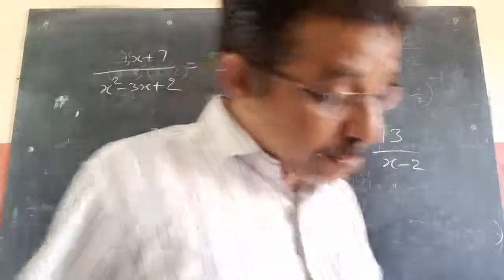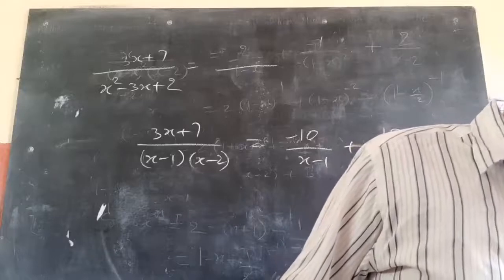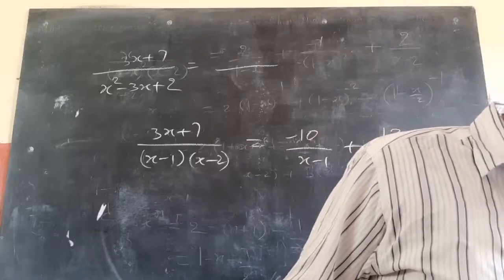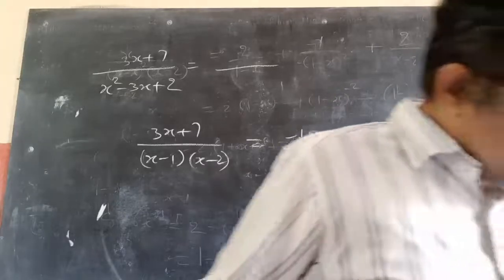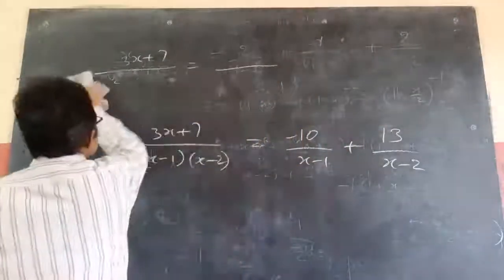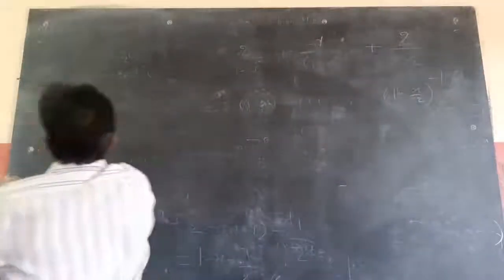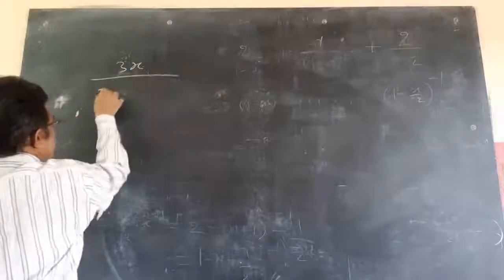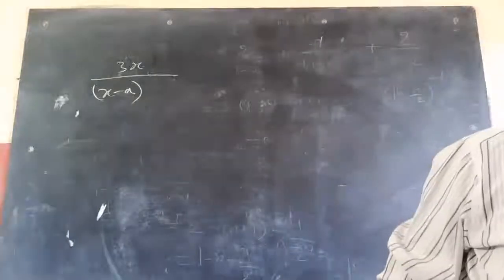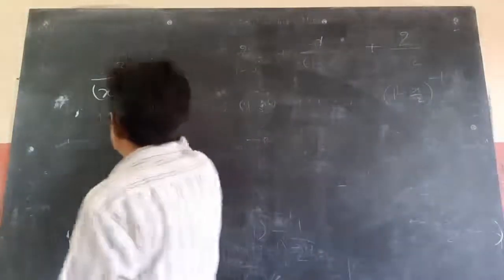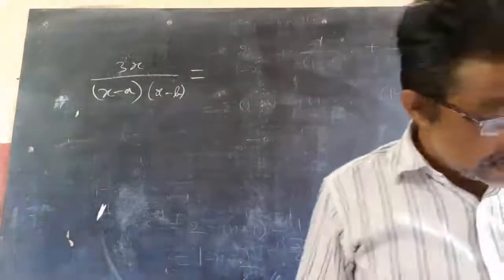We will do one more sum from the MHT-CET only, which is given in 2007. What is the sum? 3x by (x minus a) into (x minus b). Basic concept does not change, keep that in mind. If you do this sum the long way it is very lengthy, but as an objective it is very easy.